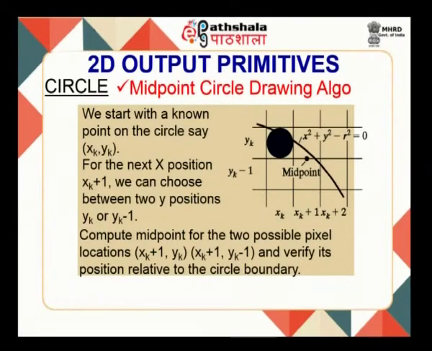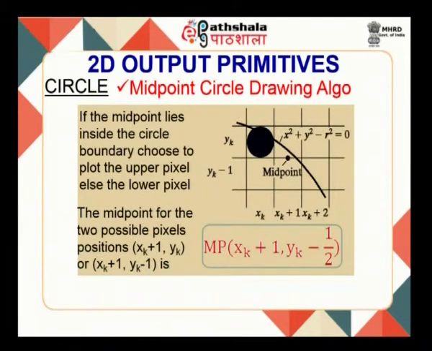So, that is how you can know the position of the midpoint. Let the midpoint coordinates be: the x coordinate is known for the midpoint, which is xk plus 1. The y coordinate is (yk plus yk minus 1) by 2. So, it is actually like from yk to yk minus 1 we are going, it is yk minus half. So, the midpoint is exactly at xk plus 1 comma yk minus half.